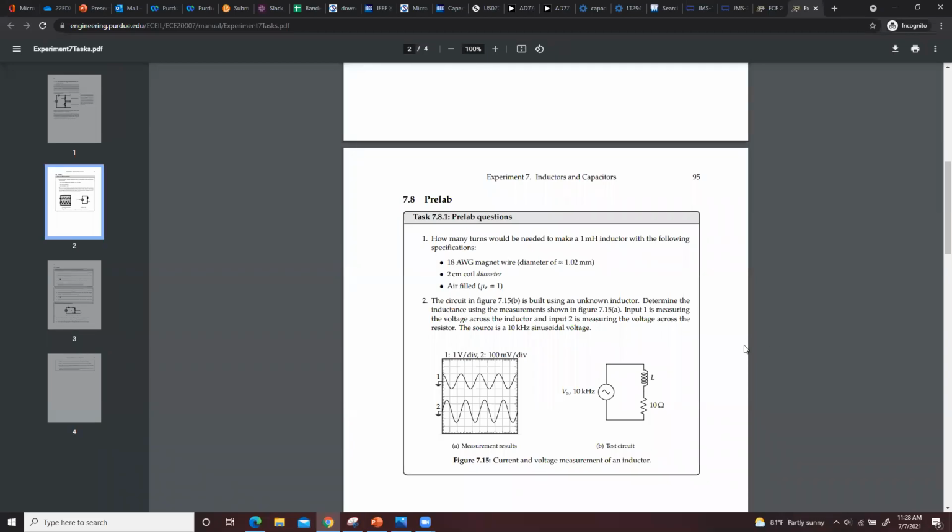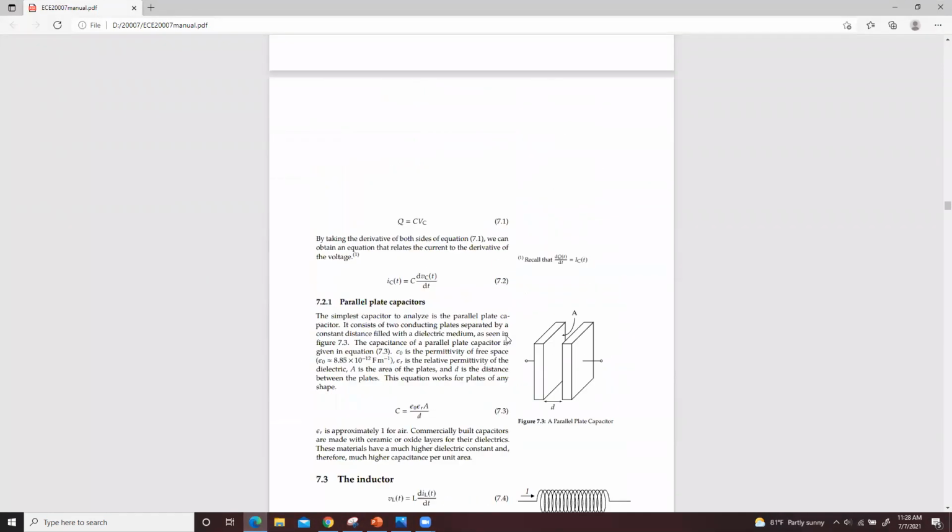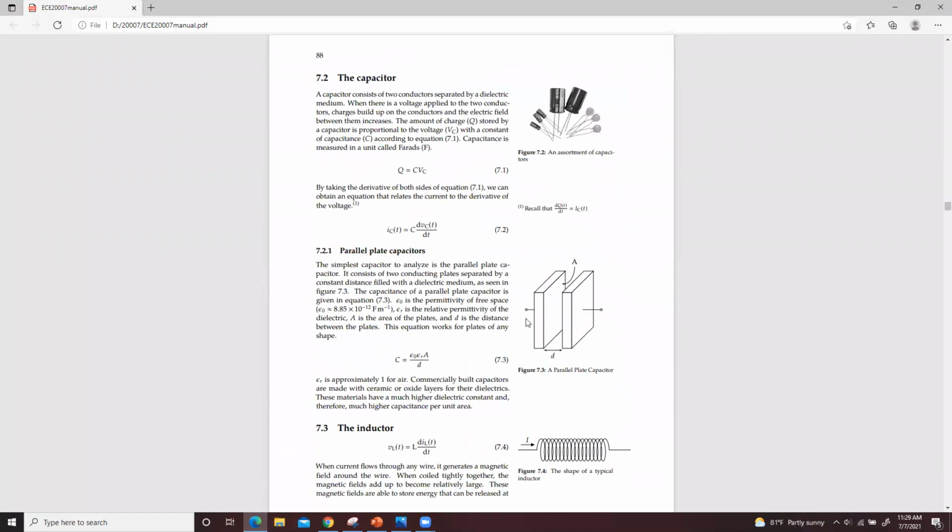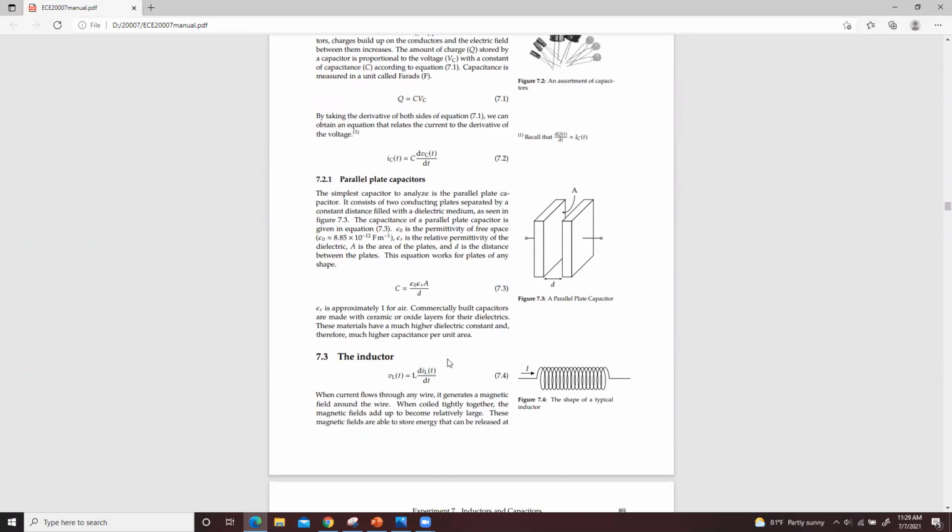Okay, hello everyone. So today we are going to talk about the Lab7 inductors and capacitor. First of all, I want to talk about how an inductor and capacitor physically look.